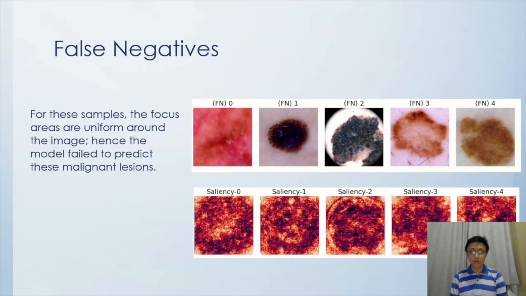This is what the model sees on the error cases. These are the false negatives, or the cases that it has failed to detect. So for these samples, the focus areas are quite uniform. I see here that it's not really seeing a lot of focus on the areas of interest, that is our lesion areas for the malignant tumors. And that is why perhaps the model has failed to detect these images.